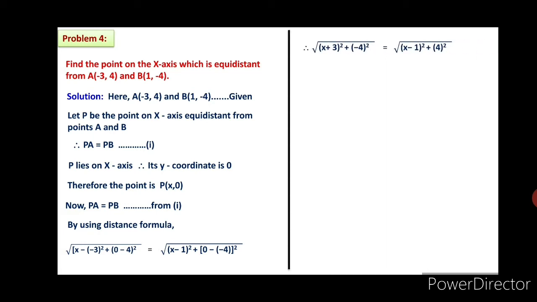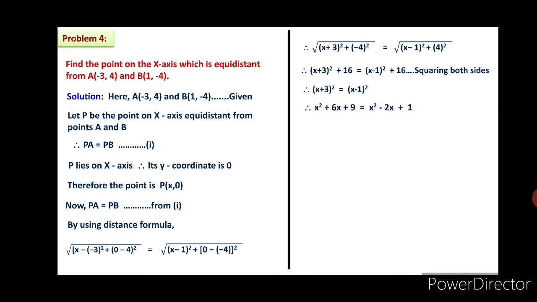Therefore, the square root of (x plus 3) squared plus (minus 4) squared will be equal to the square root of (x minus 1) squared plus 4 squared. So again (x plus 3) squared plus 16, the square of minus 4 is 16, is equal to (x minus 1) squared plus again 4 squared is 16. We will square on both sides for the above step. So 16 is on both sides, it will cancel, and what is left is (x plus 3) squared is equal to (x minus 1) squared.